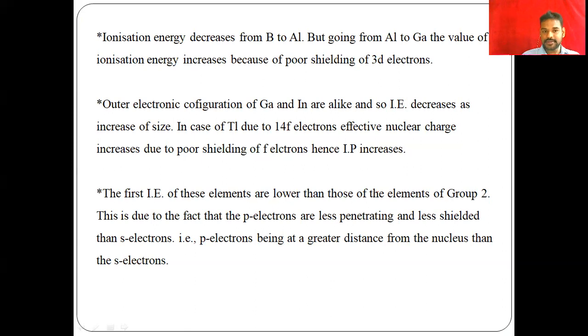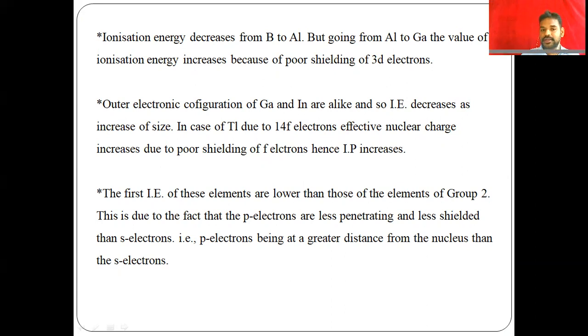But as I said, as the energy of the orbital increases, s has the lower energy, p has the higher energy, d has much higher energy than p, and f has the highest energy. So as the energy of the electron increases, their shielding effect becomes less and less.